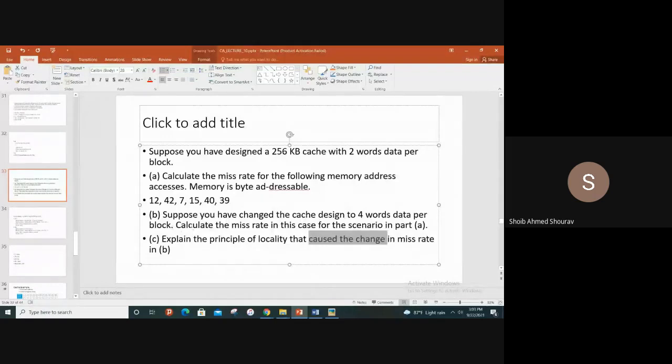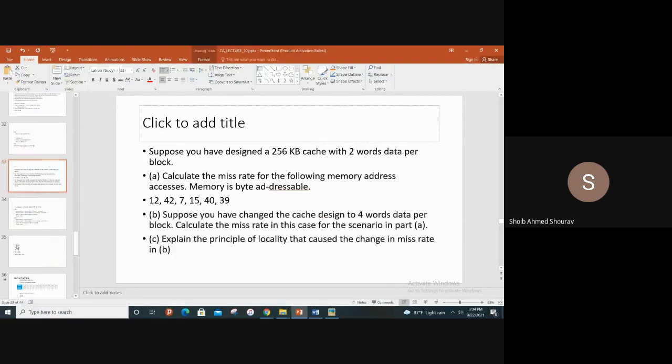Why there is a change in the miss rate from A to B, you have to explain here. And for which principle of locality? We have seen two localities, temporal and spatial. For which principle of locality did it happen? You have to find out. Clear, everyone? Could be none, could be both, could be either of the two. You have to find out. So this is your assignment, questions B and C.